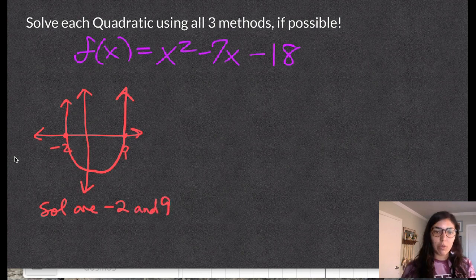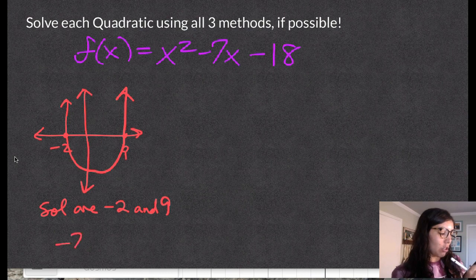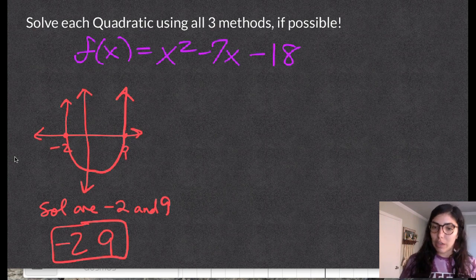However, when you're filling out our digital forms, if you remember, we've been using the format where you would just type the numbers. So instead of putting the word "and" in between them, you're going to put negative 2 space 9. That's what you would write on the digital forms to answer this question of what are the solutions for this quadratic.